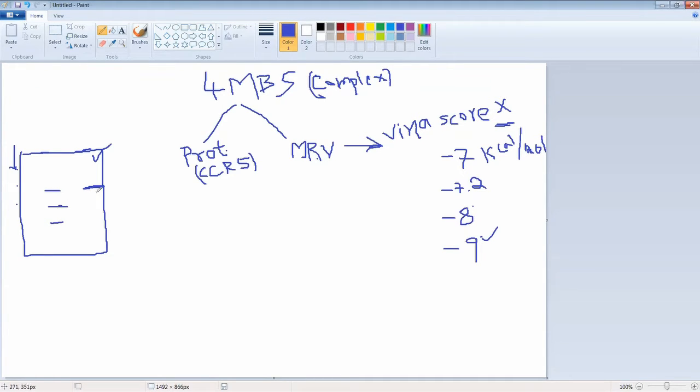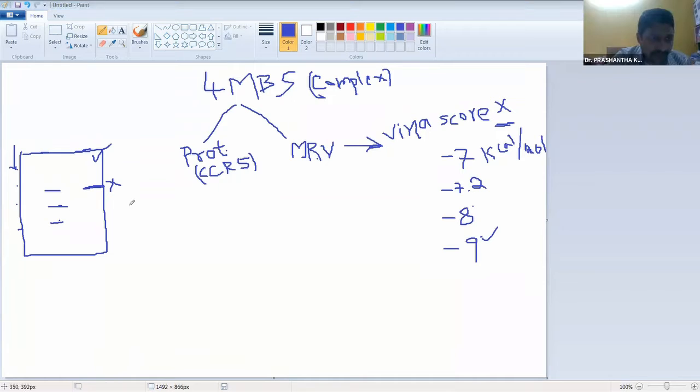What if you do not have anything like a reference? Then the question comes whether the molecular weight we are getting for this band is correct or not, because you do not have anything to take as a reference. Are you getting it?